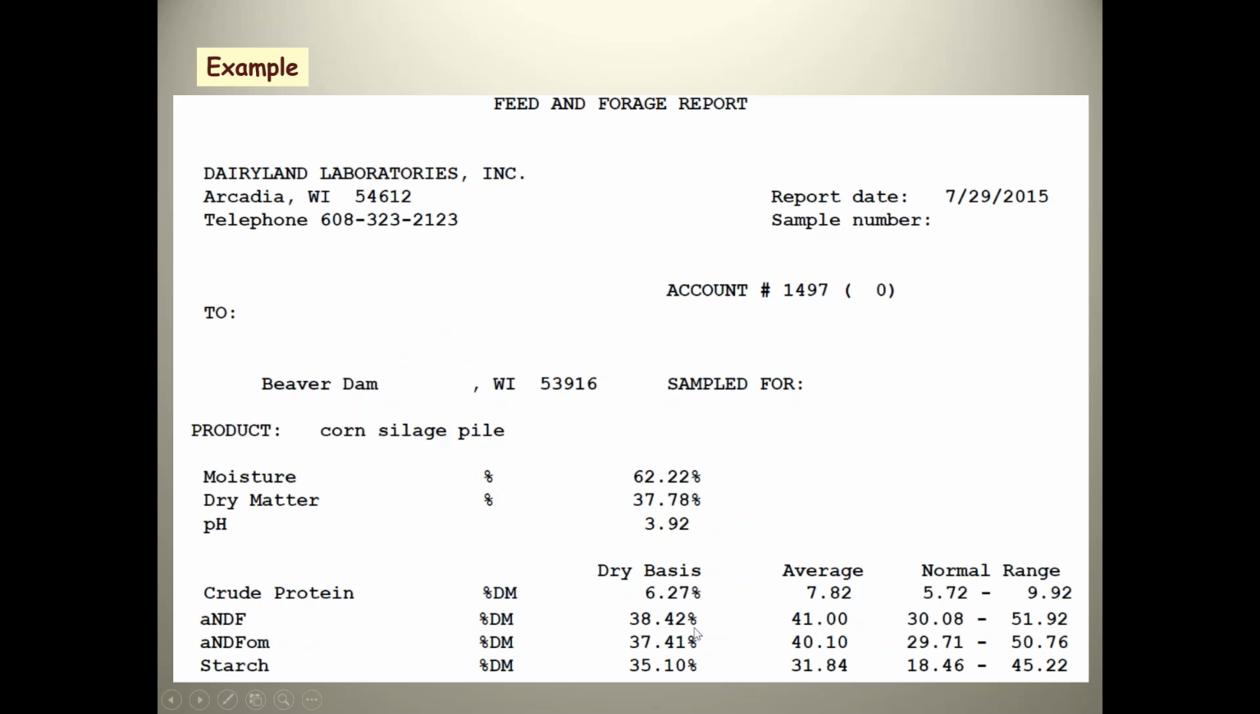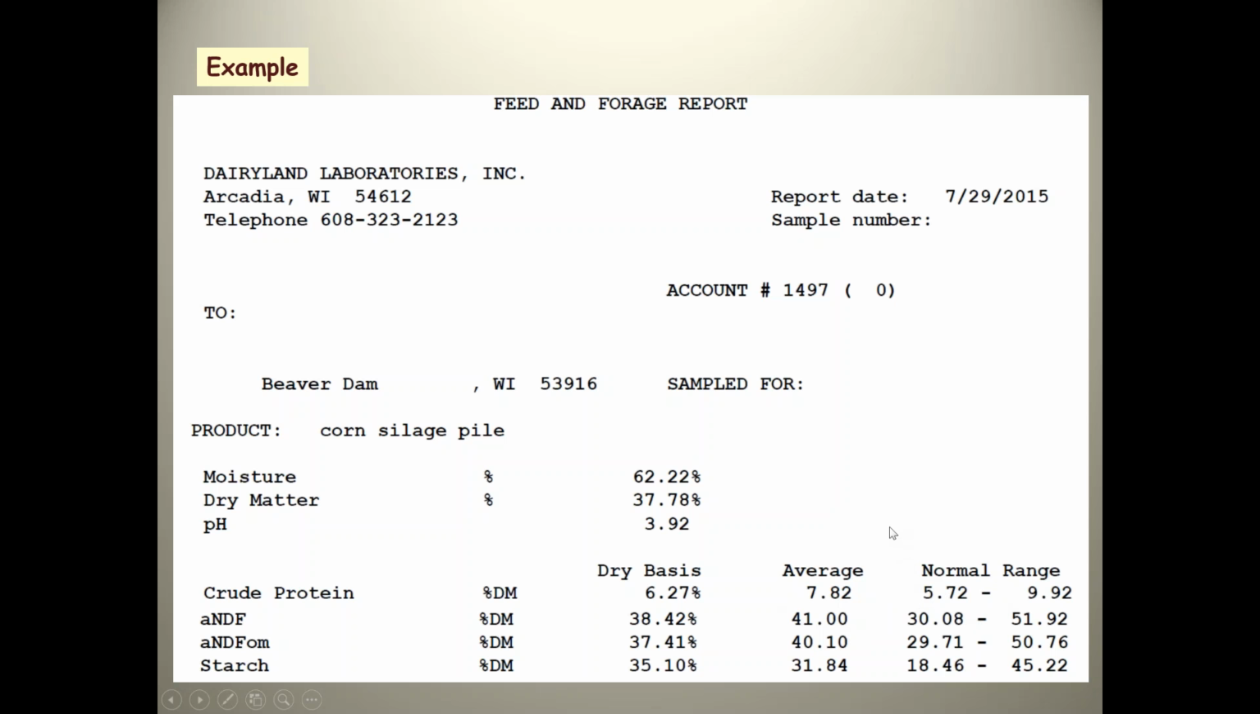And then that would be the sample analyses, but then you also see the average and the average plus or minus 1 standard deviation, the normal range for that sample type through Dairyland Labs for the past year. And so this allows the producer to do some bracketing or indexing relative to the rest of the samples that would go through Dairyland Labs.